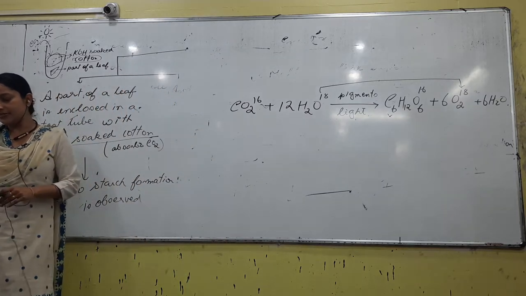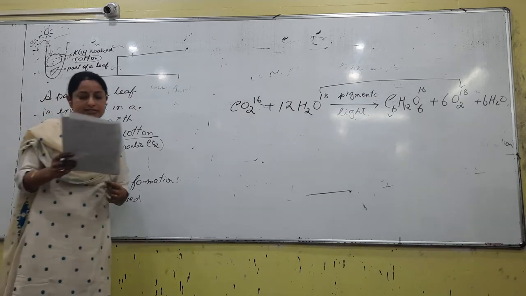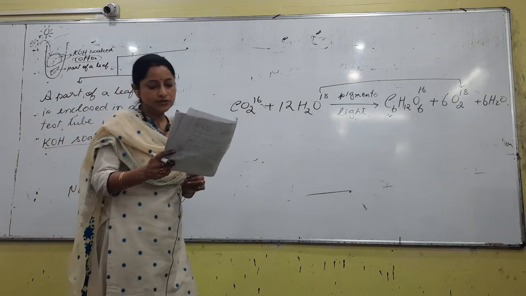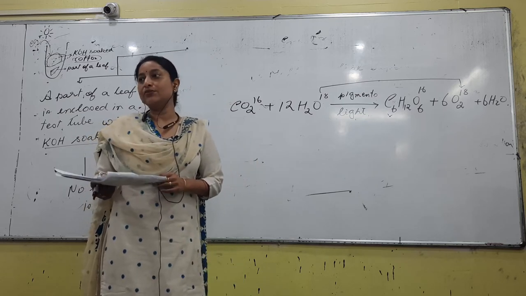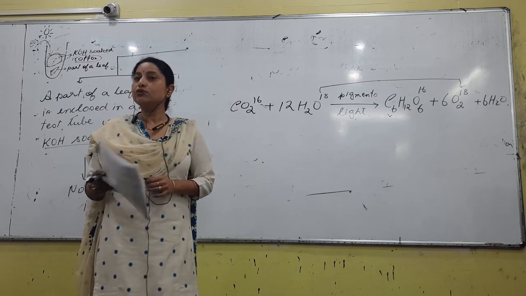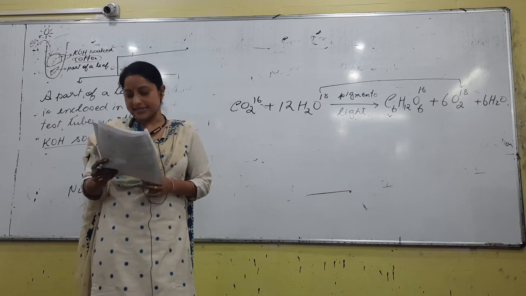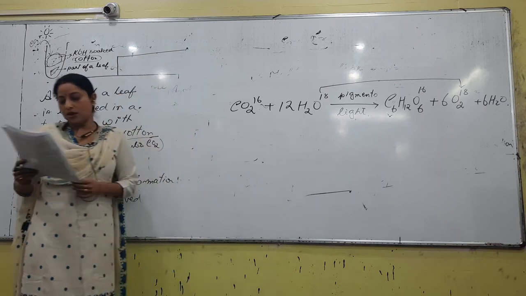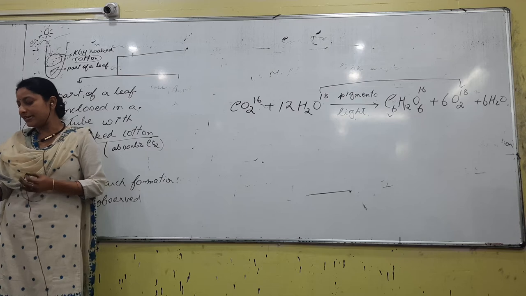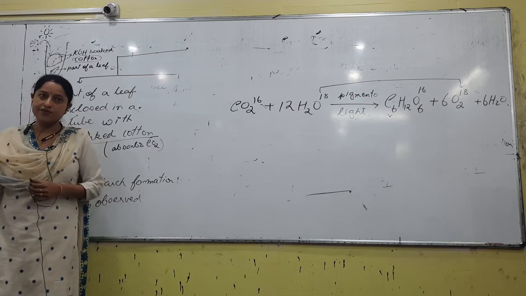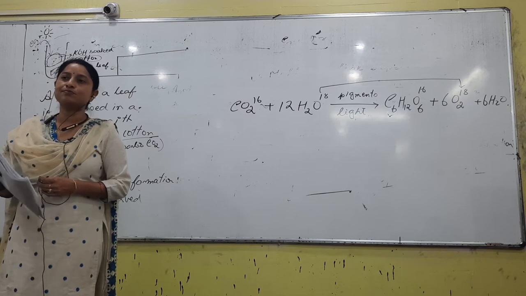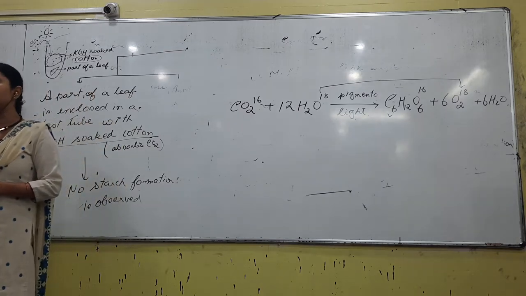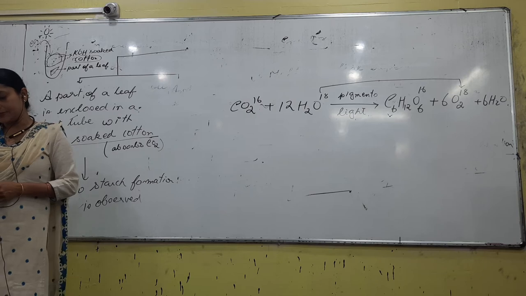Next scientist, Julius von Sachs. He was the first one to say that starch is the product of photosynthesis. We know that starch is formed, but someone had to prove it. So he is the scientist behind it, and he also said chloroplast is the site of absorption of carbon dioxide and release of oxygen. Ultimately the entire reaction of photosynthesis occurs in the chloroplast. Who proved it? Julius von Sachs.